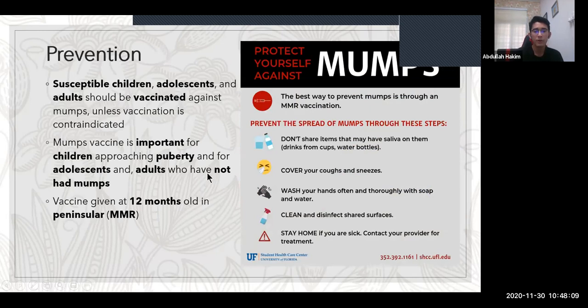So prevention for mumps infection. So usually we vaccinate the susceptible children, adolescents, and adults against the mumps. But if there is contraindication, we don't give vaccination. So the mumps vaccine is important for children approaching puberty and for adolescents and adults who have not had mumps. So in Malaysia, we give the MMR vaccine at 12 months old.